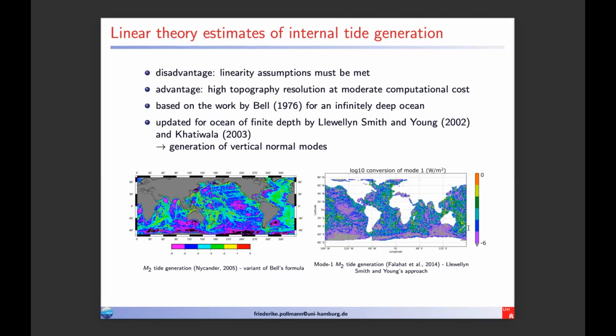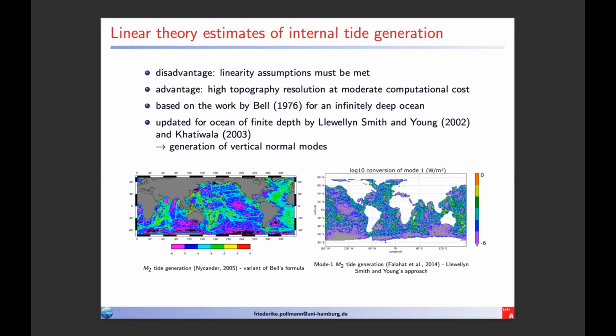Linear theory is based on the work by Bell, who considered an infinitely deep ocean, and his expressions were then updated to an ocean of finite depth by Llewellyn Smith and Young and Khatiwala. The main effect of also having an upper boundary is that you now generate discrete vertical modes of internal tides. Another effect is that the generation is maximized for those cases where the topography wavelength matches that of the internal tides. At the bottom, I'm showing two examples of previous computations. One uses a variant of the Bell formula, that's Jonas' results for the non-modal M2 tide generation. On the right side, his then PhD student, Saeed Falahat, took the expression by Llewellyn Smith and Young and computed the generation of the different vertical normal modes.